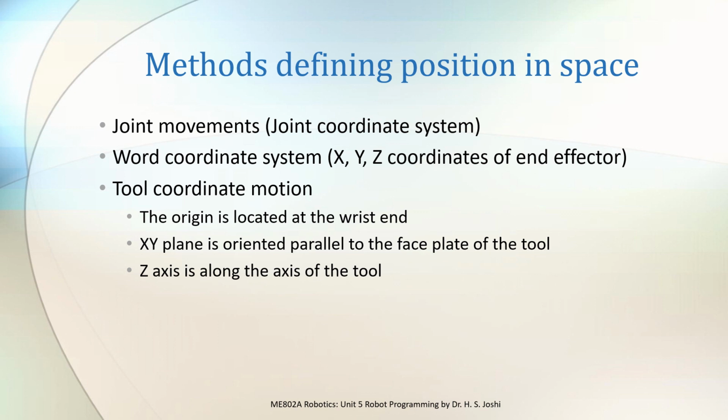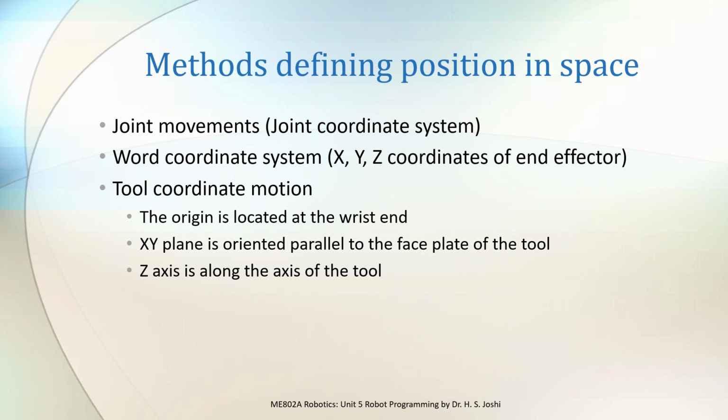However, the third type is called the tool coordinate system, or tool coordinate motion, where the origin is always located at the wrist end of the robot. As you can understand, the wrist is always moving in the case of the robot, so obviously this position is a relative position. This position will always keep on moving. The XY plane is oriented parallel to the faceplate of the tool, whereas the Z axis is always along the axis of the tool.